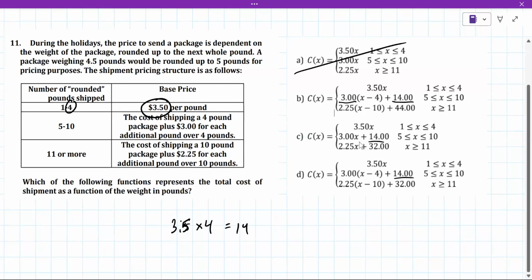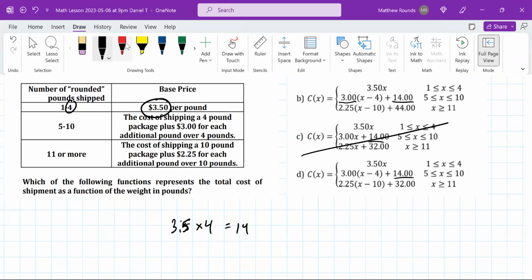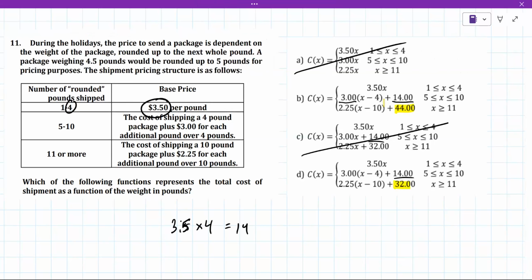Now C is a little bit different. C is times X, but it's only the pounds that are more than 5 that contribute to this. And that's why this X minus 4 is correct. So you're looking for that offset in both cases. So C would be out. And then the only difference between B and D is that 32 there.